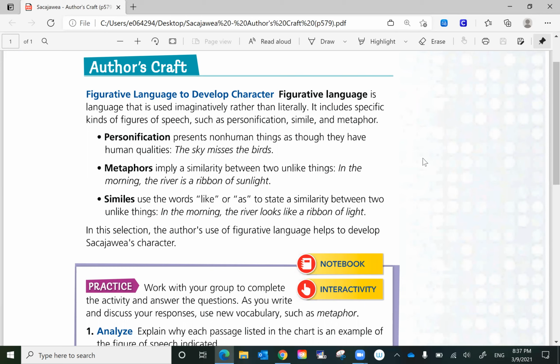The example given is the sky misses the birds. Well, the sky is a non-human entity, so there is no way that it can actually miss anything.